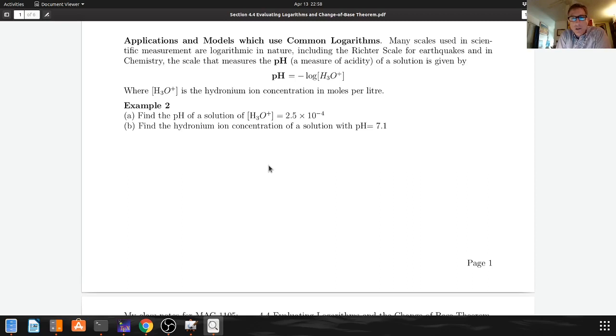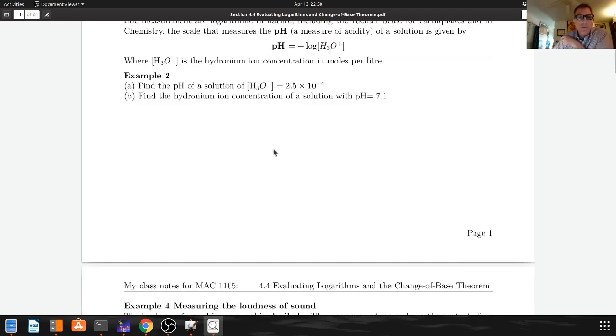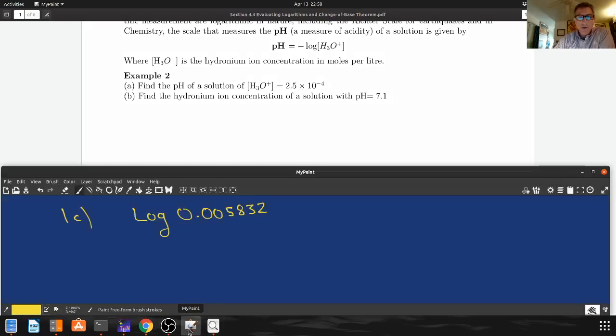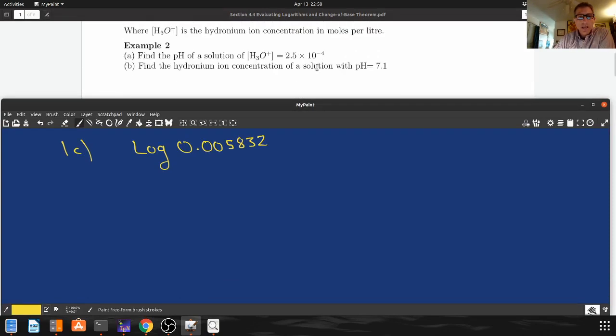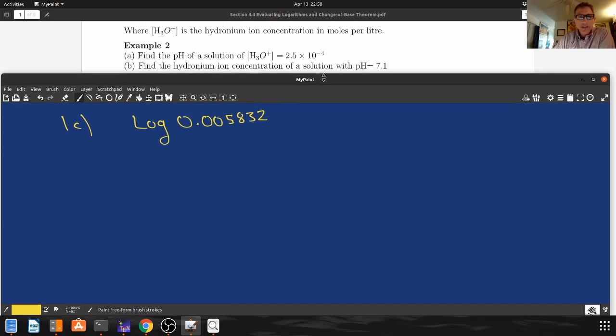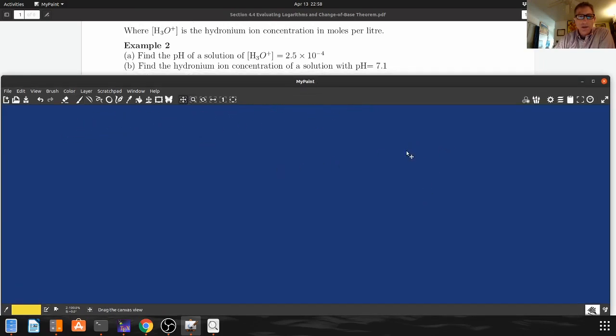It's not water. And the concentration of moles per liter will also be familiar to you. So what we want to do is find the pH of a solution of H3O plus, the hydronium ion, that equals 2.5 times 10 to the minus 4. Here's how we're going to do this one. We're going to use the calculator, but not for all of it, just part of it. So we're going to do 2a and 2b. Again, the calculator will be used, but not in the way you might be thinking.